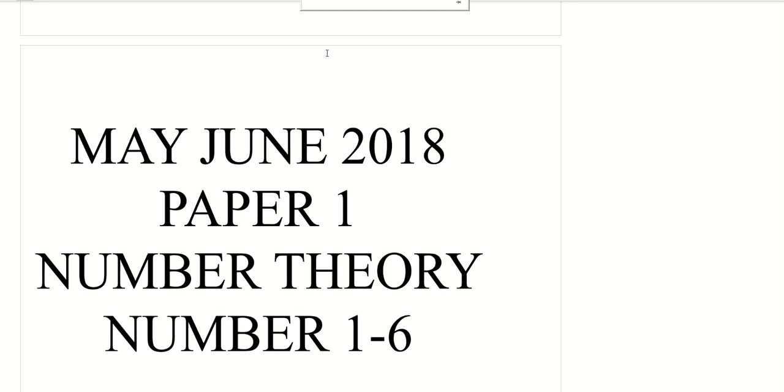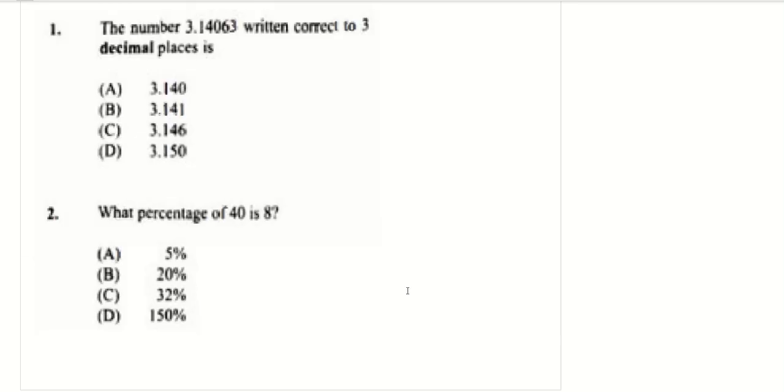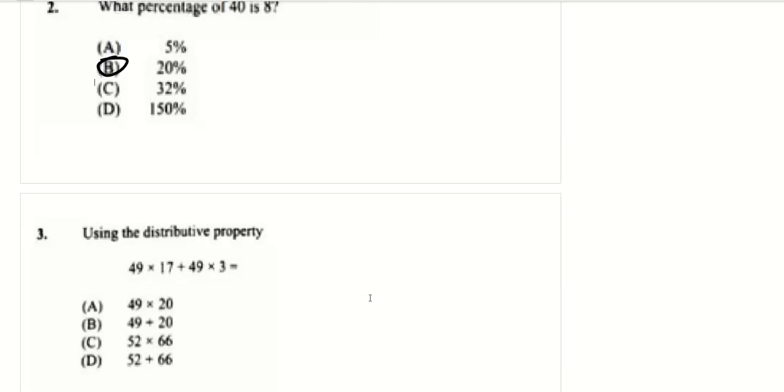May, June 2018, paper 1, question 6. The number 3.1406 is written to 3 decimal places. We did this question. It says 3.141. What percentage of 40 is 8? That's 20%. That's a repeated question.